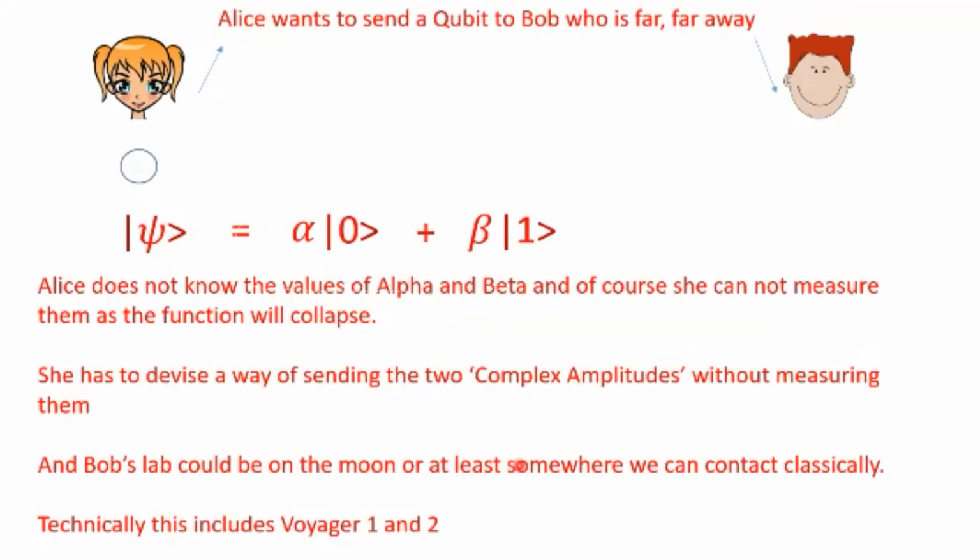And Bob's lab could be on the moon, or at least somewhere we can contact classically. And I just threw this in, but technically, this includes Voyager 1 and Voyager 2. So there's no reason why this couldn't. I'm assuming we have contact with Voyager 1, but actually possibly we don't. We just receive from them rather than be able to get in touch with them anymore. But irrespective of that, the logic's the same. So again, I'm sorry to keep stressing it, but it's just amazing what we're trying to solve here. We're giving a very, very complex superposition to another photon. It can be any subatomic particle millions of miles away. And as I say, this has been done by China last year.